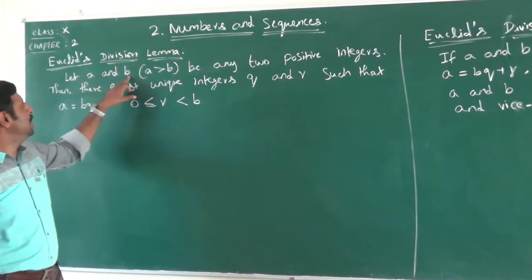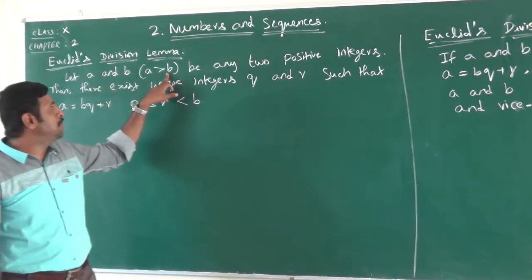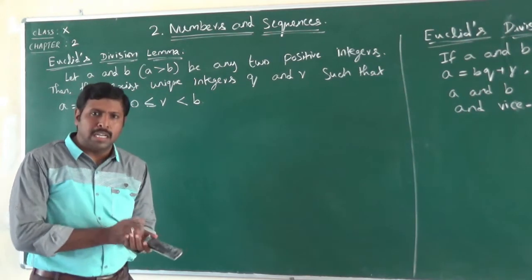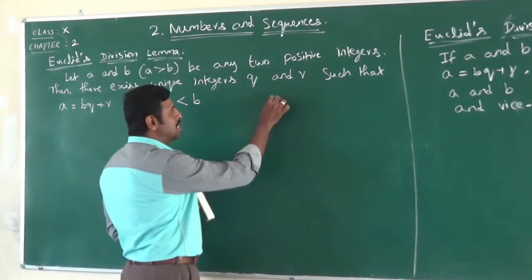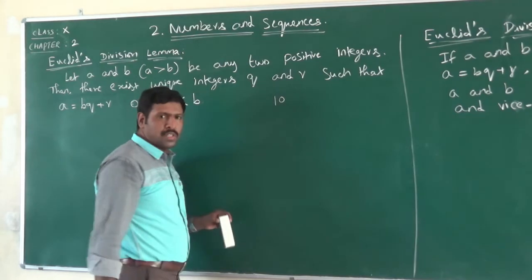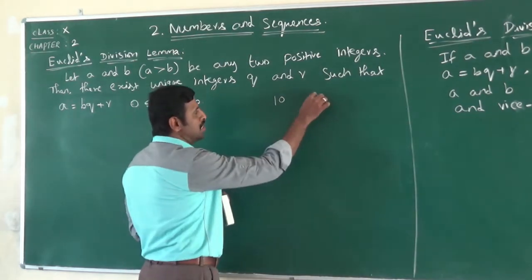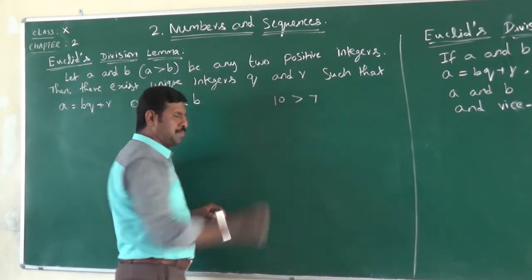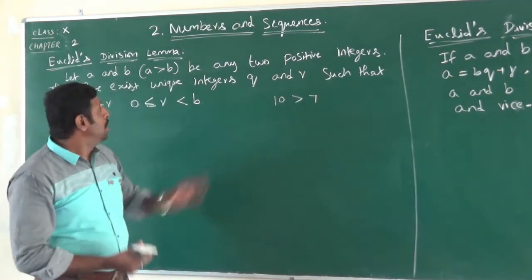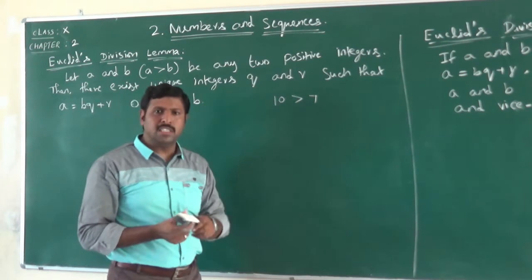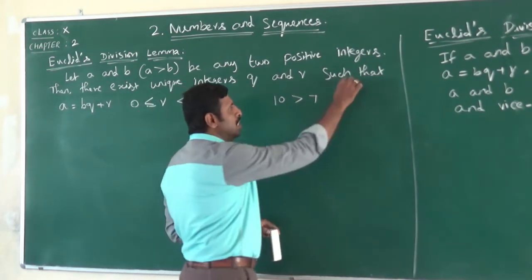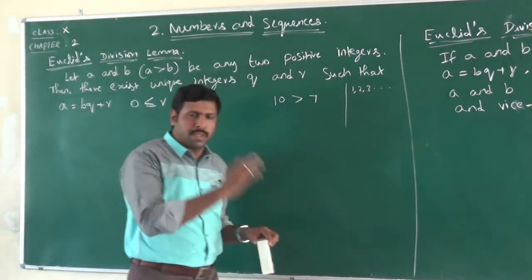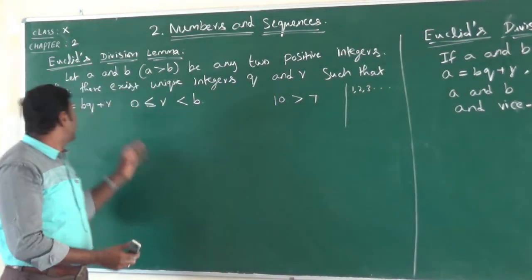Let A and B, let A be greater than B, be any two positive integers. Here A and B are any two positive integers. Let me take A as one positive integer and B as another positive integer, let's say 10 and 7. See, A is always greater than B. And any positive integer means only the plus values, from 1 to infinity, whatever may be the number, right?